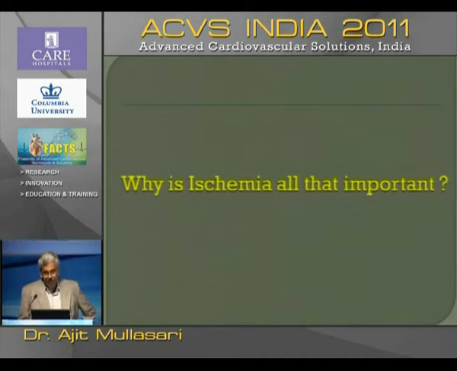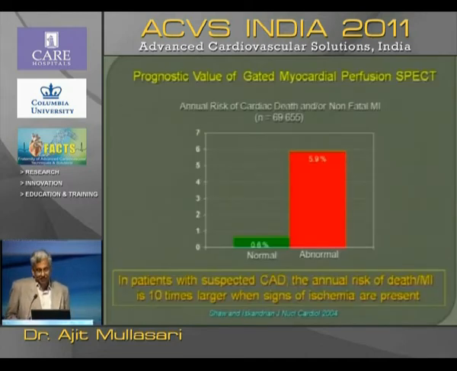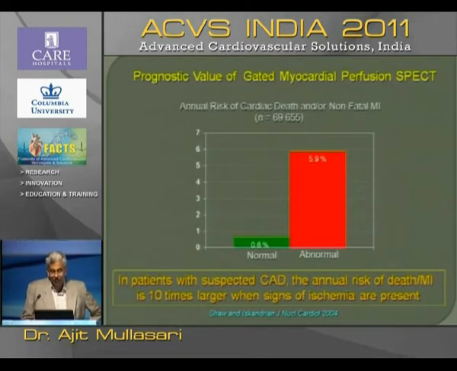That's the first question. And clearly, if you look at the SPECT imaging data, in red is the abnormal annual risk of death or non-fatal MI in patients who have an abnormal SPECT thallium, and in green is patients who have normal stress thallium. And clearly, the annual risk of death and MI is 10 times larger when signs of ischemia are present. So clearly, ischemia is important.